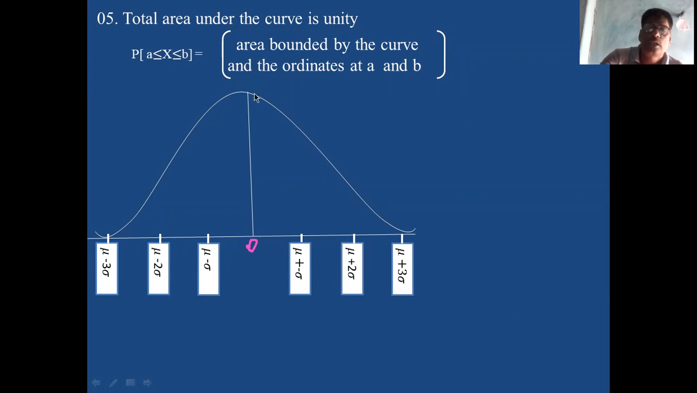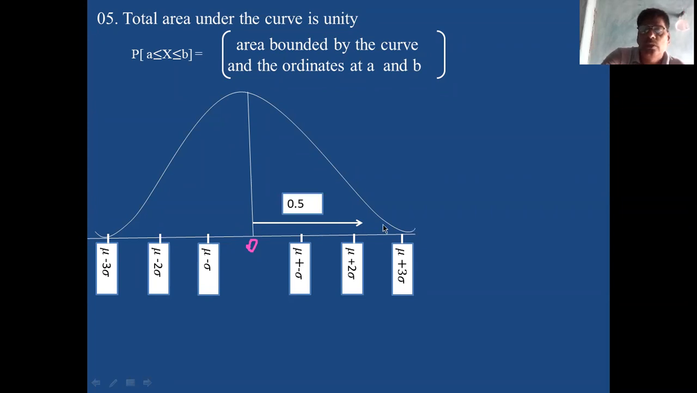Left hand side, right hand side, and 0 is the center. This 0 is the center of this curve. Then you see here, the area from 0 to this side, the right hand side part. The area from 0 to the right hand part is 0.5. Remember this. The area 0 to infinity.